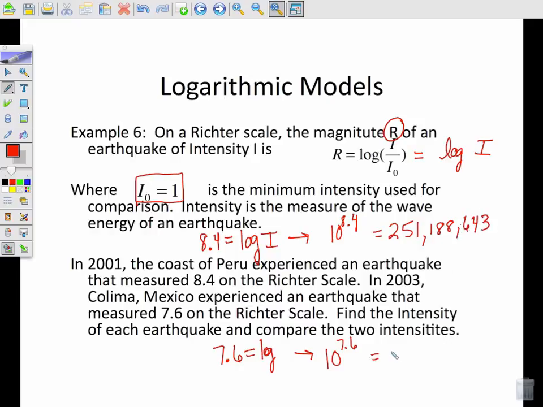Now the intensity of the first one is 250,188,643. The intensity of the second earthquake is 39,810,717. In order to find their comparison, you just want to divide these two. So if I divide these two, it's going to be how much larger is the first earthquake in 2001 than the other. And if you divide them, you should get 6.3 times.